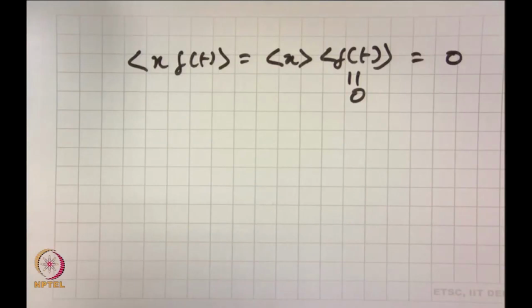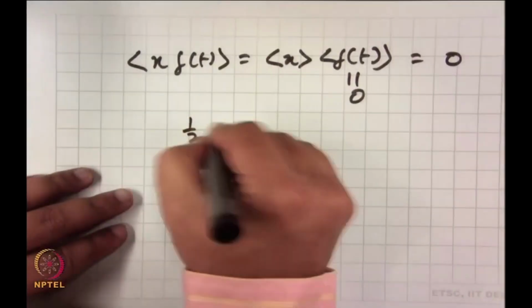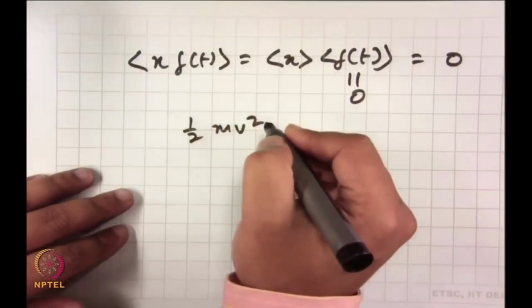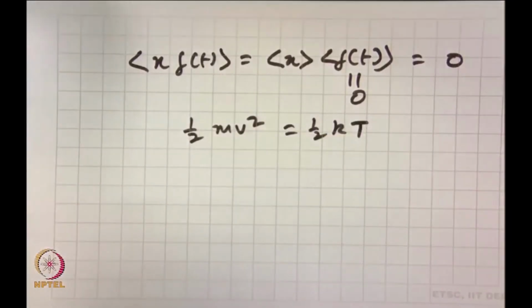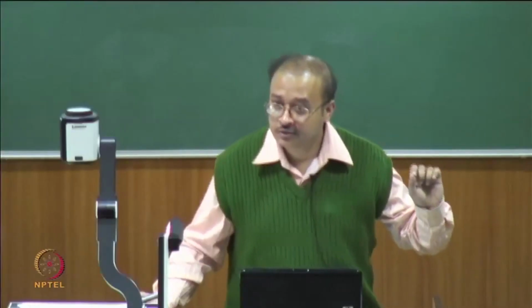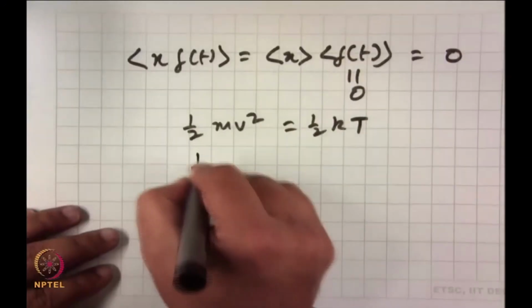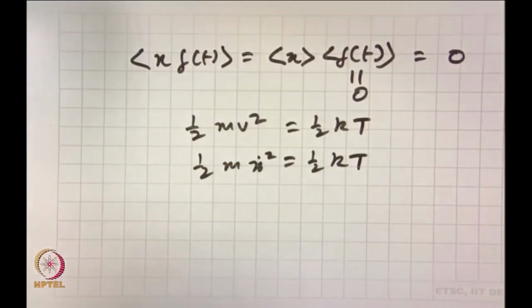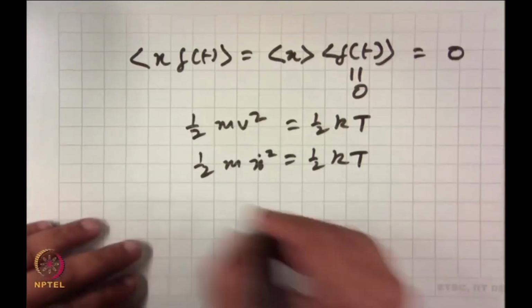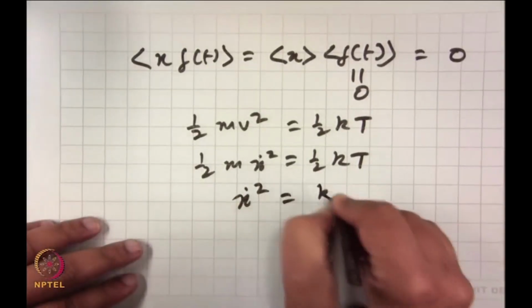Now, one more thing, this is again from the equipartition principle. What did we say? Half m v squared is equal to half k T. What is v equal to? v is x dot. So, I can write half m x dot squared is equal to half k T. See, do I not already have an x dot squared in my equation? So, like what we did for the velocity correlation function, we are doing the same thing for the displacement. That means the average of x dot squared is again equal to k T over m.